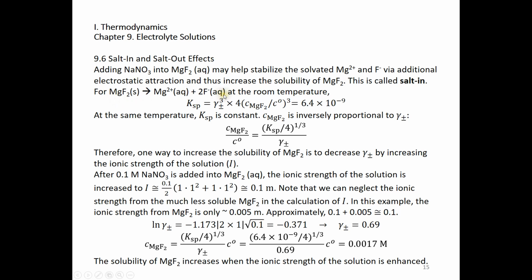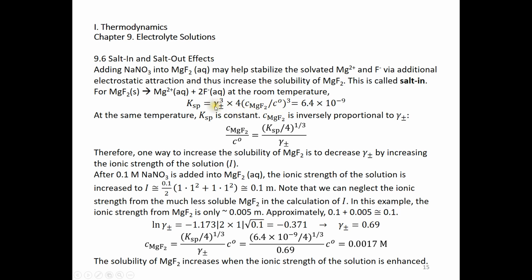Now let's look at the solubility equation for magnesium fluoride. On the left-hand side, we have magnesium fluoride in the solid phase. On the right-hand side, we have magnesium cation and fluoride anion. At room temperature, Ksp equals 6.4 times 10 to the power of negative 9. And we have learned in the previous section that Ksp is gamma to the power of 3 times 4 times the concentration of dissolved magnesium fluoride over C0 to the power of 3.